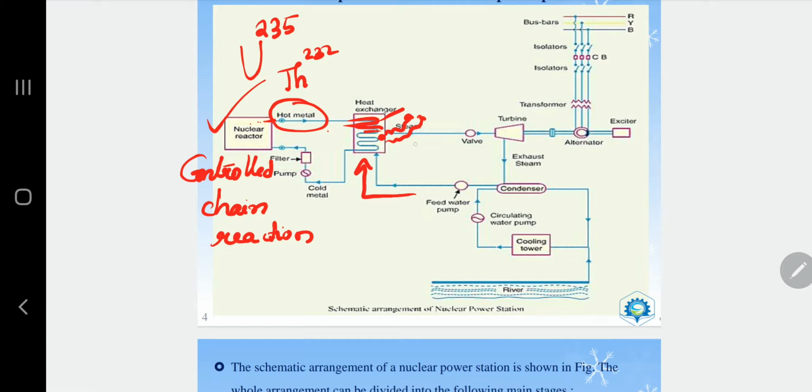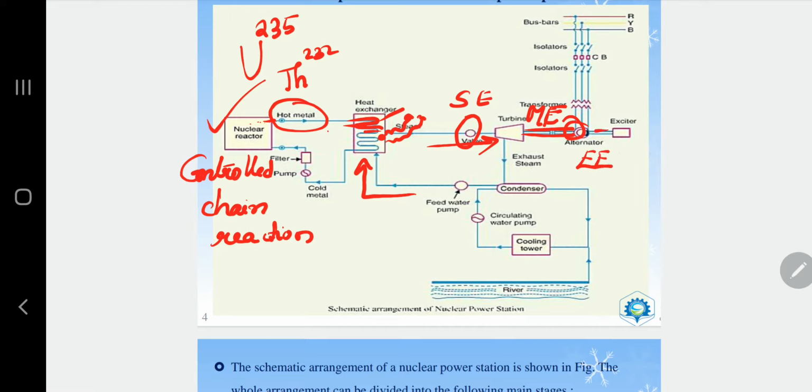So what happens to the steam now? The steam is taken through a valve towards the turbine. The valve is for controlling the flow of steam. The turbine blades are rotating to convert the steam energy into mechanical energy. The turbine is being rotated because of the high temperature and pressure of the steam, and it produces mechanical energy. Now the shaft of the prime mover, that means the turbine, is connected to an alternator where the mechanical energy is converted into electrical energy.